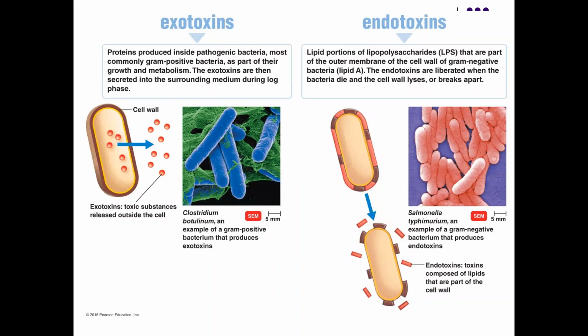So if you have an infection with gram-negative bacteria and your white blood cells do their job, which is kill the bacteria, right? Kill the bad guy. But when the immune system kills the gram-negative bacteria, that releases endotoxin, and that makes you really, really sick.